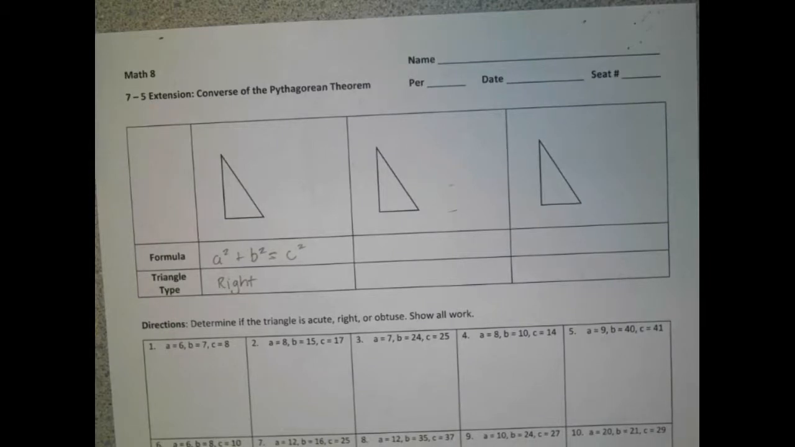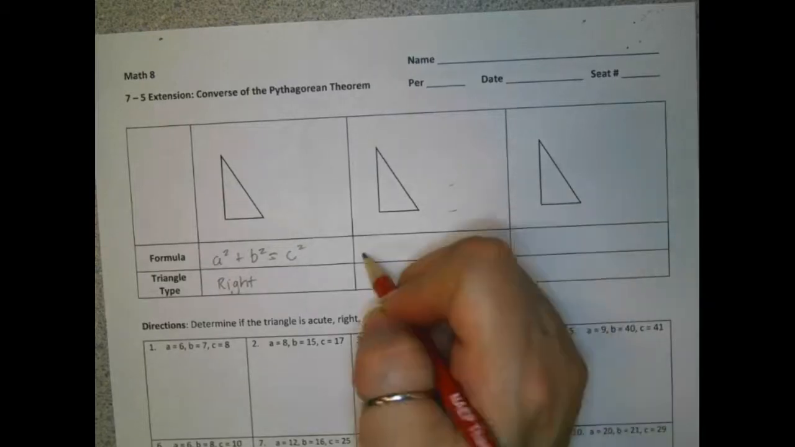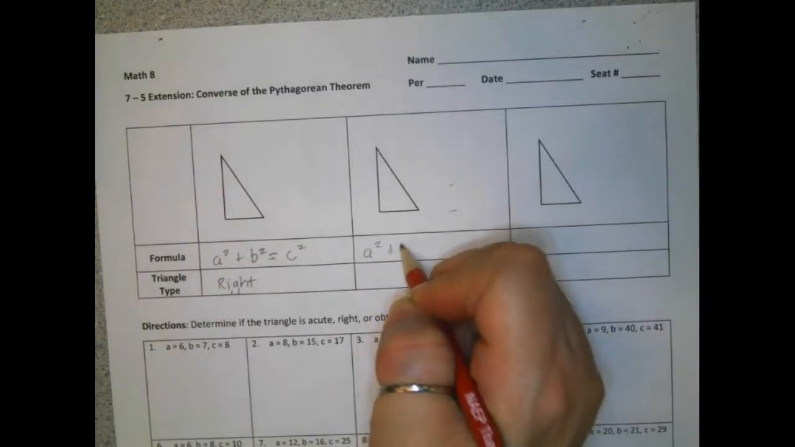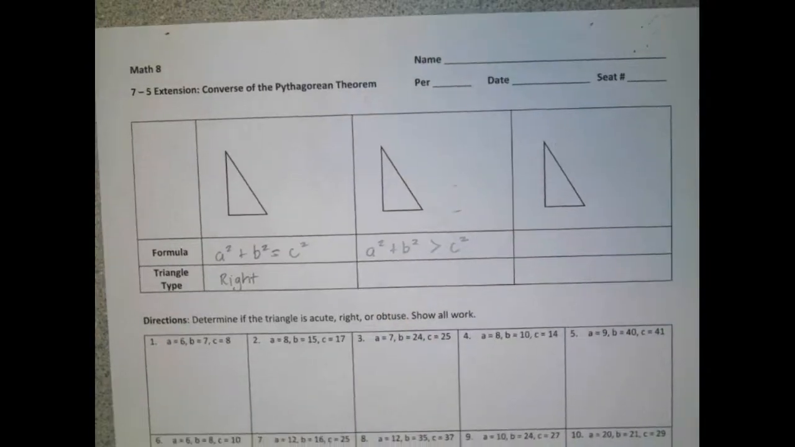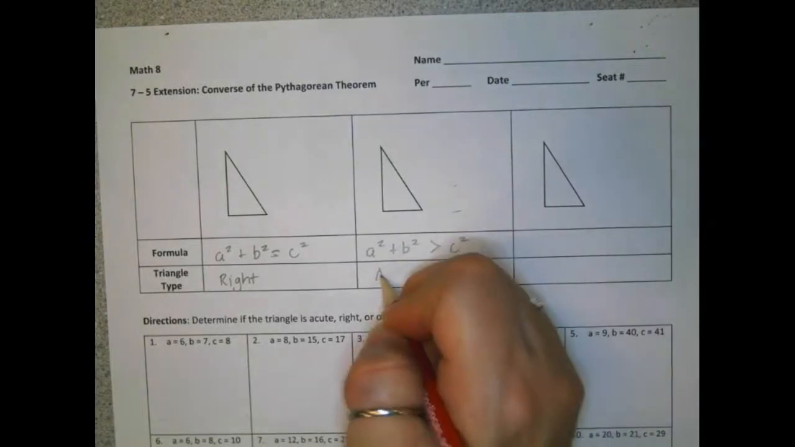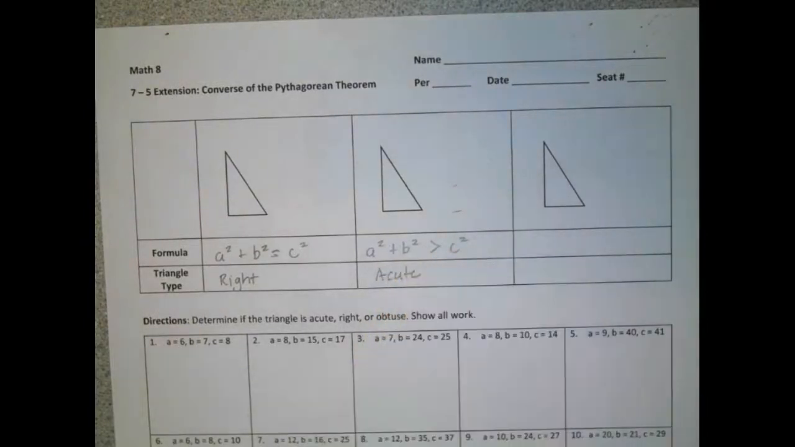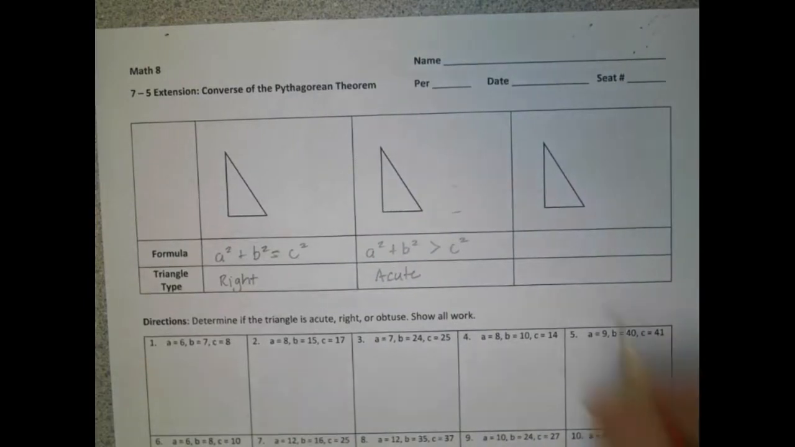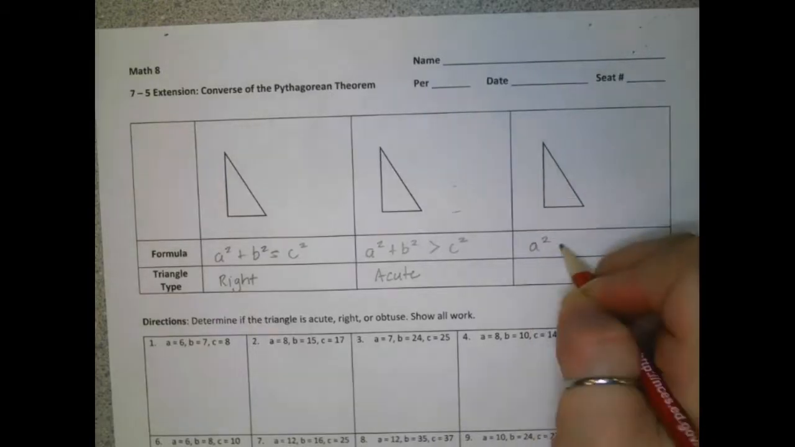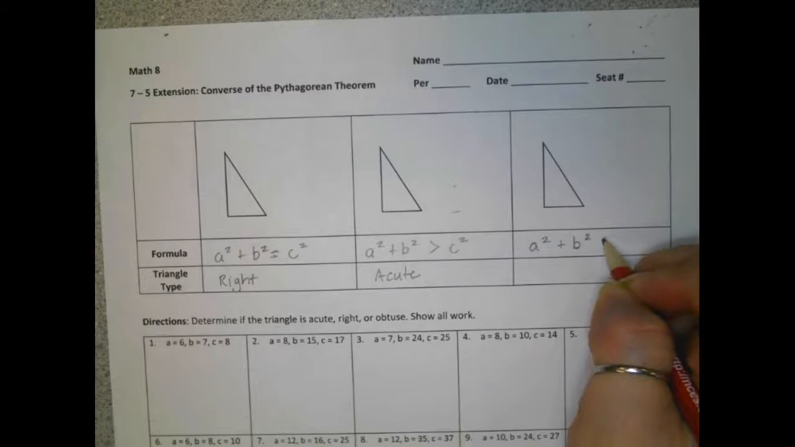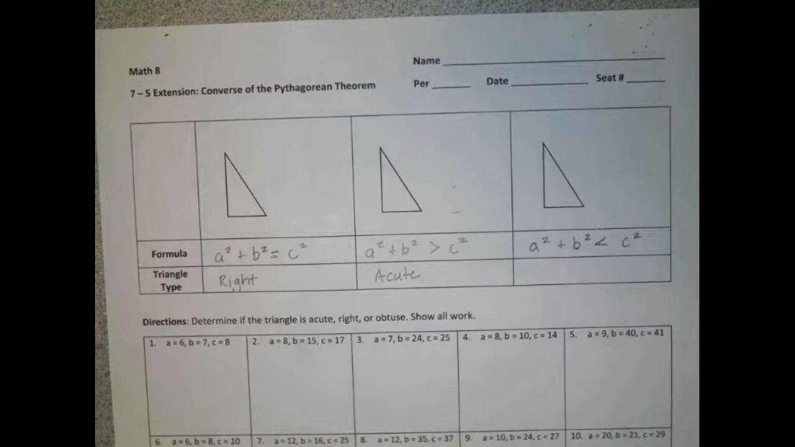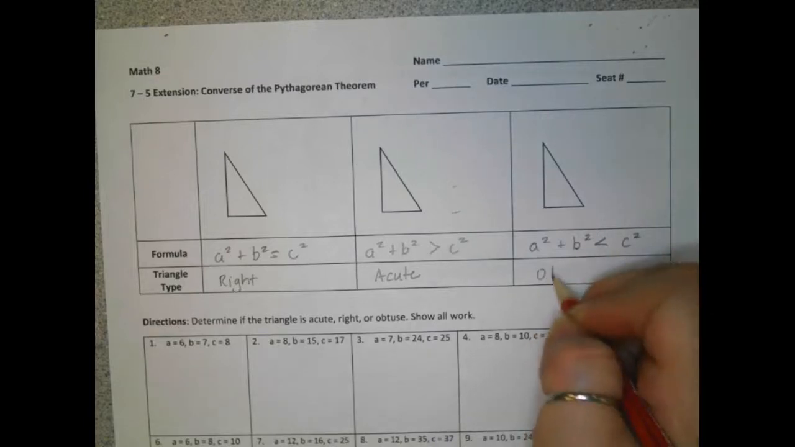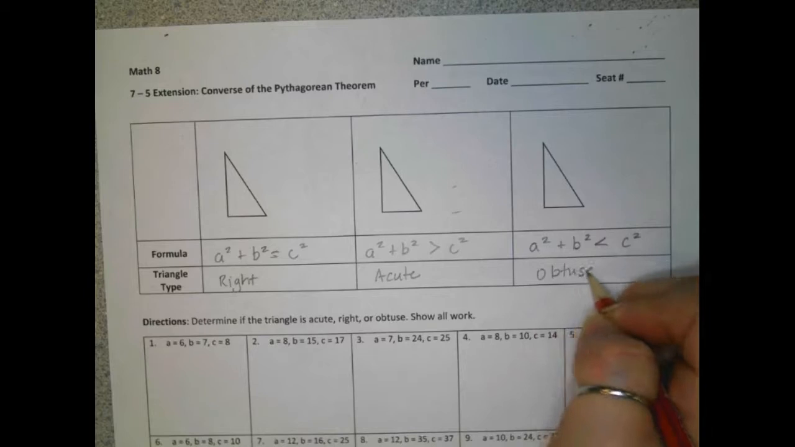So there's 2 other types of triangles that we need to know about. A squared plus b squared when it's greater than c squared, it's an acute triangle. And then we have the third one, a squared plus b squared is smaller than or less than c squared. Then we have an obtuse triangle.